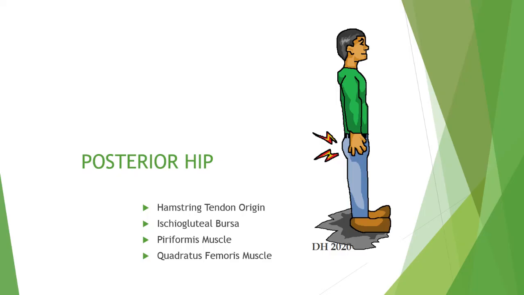Okay, so that's it for lateral hip. Let's mention the posterior hip. We're now in the last part of our presentation, just in case you're wondering. And we're going to talk a bit about the hamstring tendon origin as a site of injection, the ischiogluteal bursa, the piriformis muscle, and the quadratus femoris muscle.